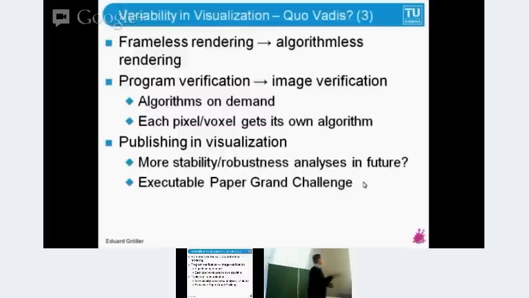Years ago, you will not remember that, there was this topic: frameless rendering, which is in the same vein as what I said before. Some people came up with a way of calculating an animation sequence, not image by image, but over time just updating that part of the image which needed the most attention, which was changing the most. So in the end, they calculated the entire animation sequence, but they didn't have it image by image.